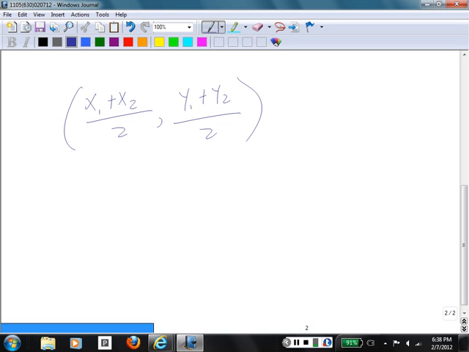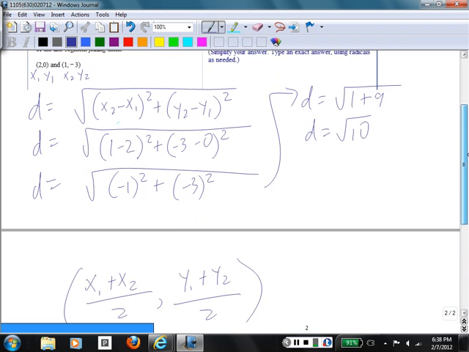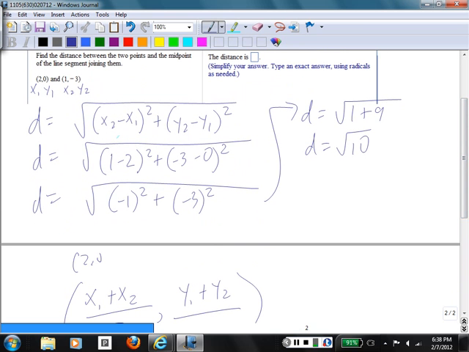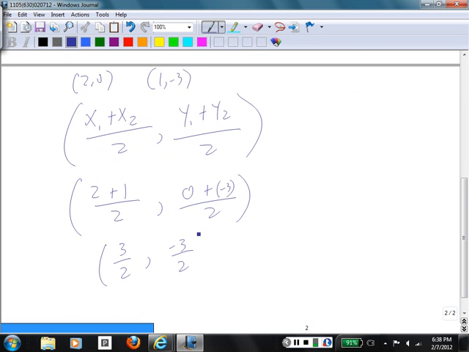Find the average of the 2 x coordinates. Find the average of the 2 y coordinates. So add the x coordinates together, divide by 2. Add the y coordinates together and divide by 2. Let's take a peek at those coordinates. It was 2, 0, 1, negative 3. So 2 plus 1, divided by 2. 0 plus negative 3, divided by 2. And if we like fractions, that's 3 halves, comma, negative 3 over 2.